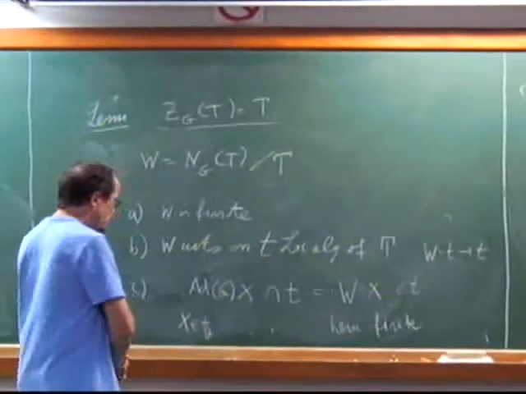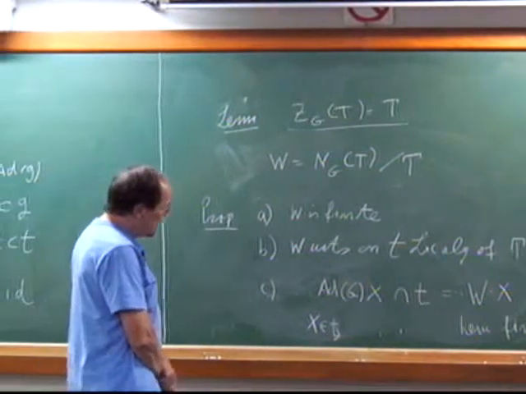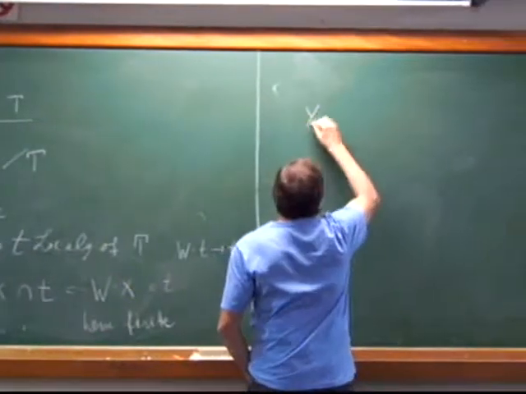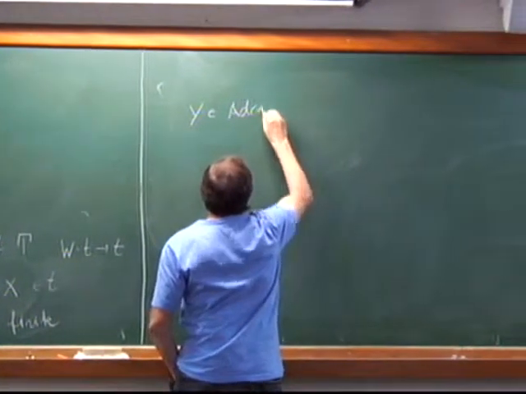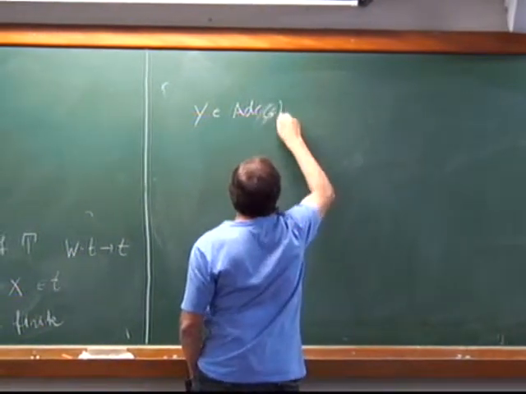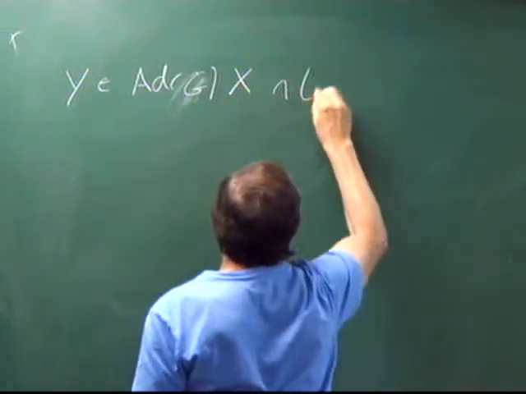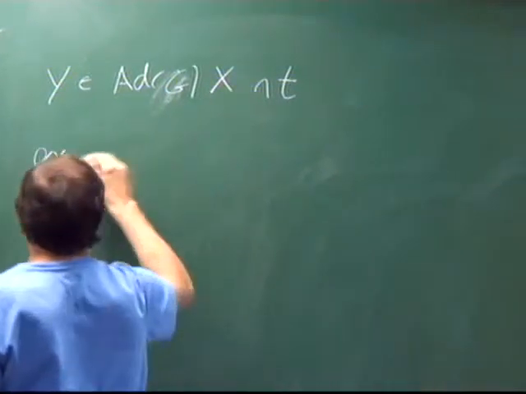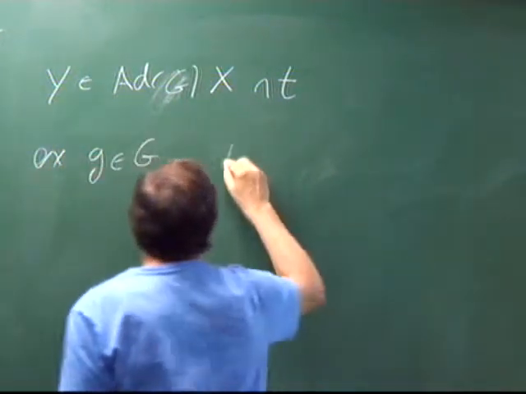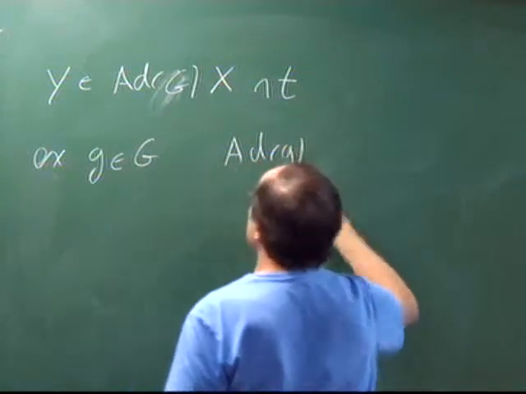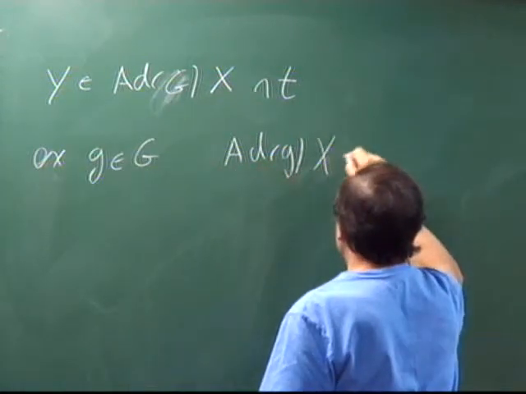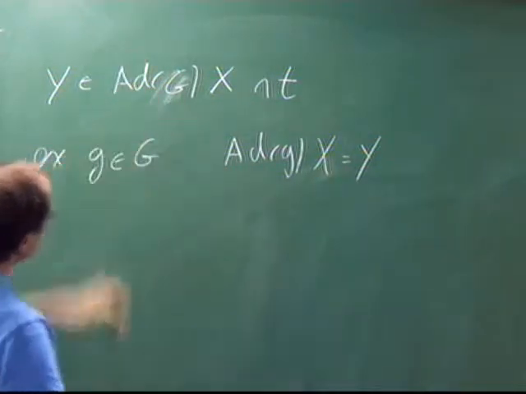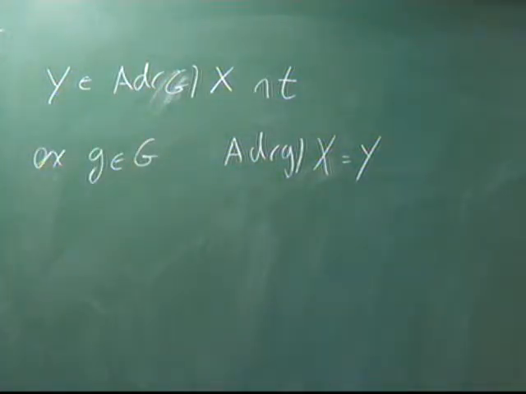So what does that mean? It means that, let's take a vector y in the intersection, Ad(G)x intersected with t. In other words, there exists a little g such that Ad(g) of x is equal to y. Right, y is one element here, so write it in that form, Ad(g) of something.